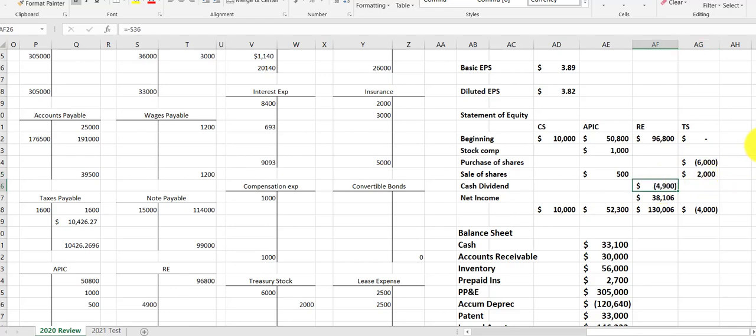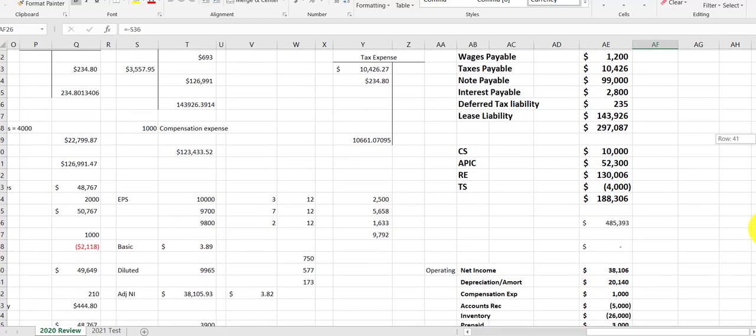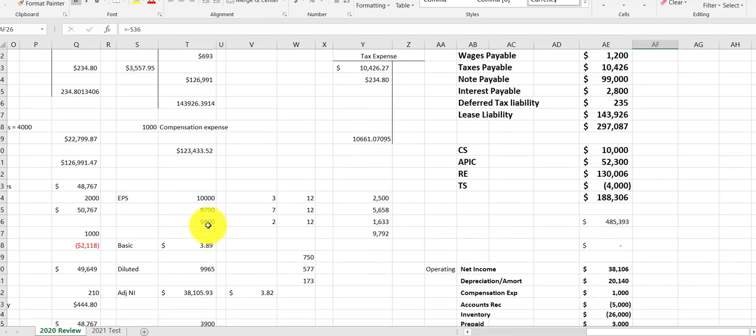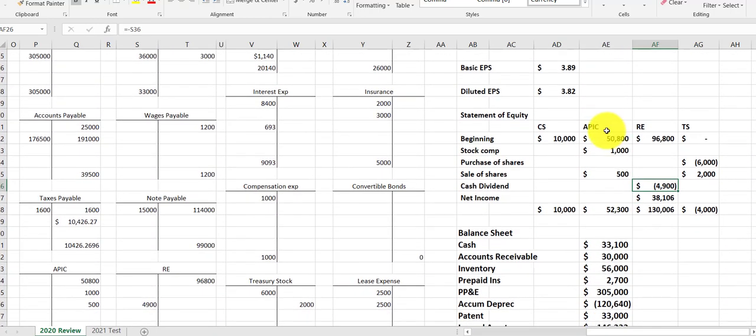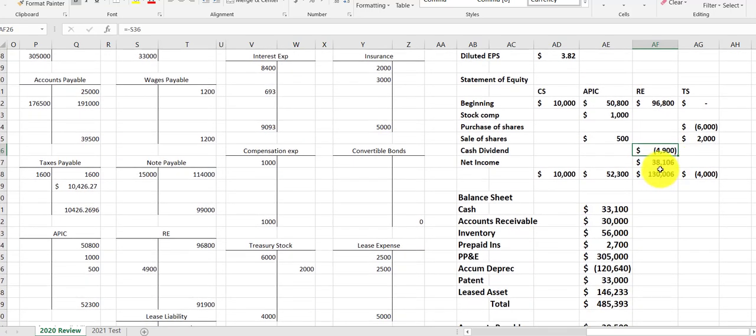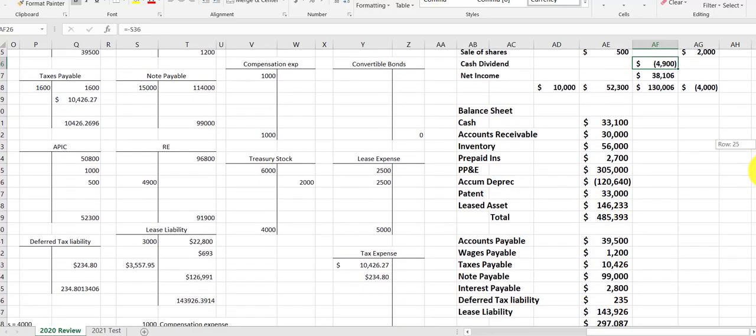We now have the shares outstanding at the time of the dividend, right? We have the 9,800. So 9,800 times 50 cents is our cash dividend. Debit retained earnings, credit cash, and we put our net income, right? We're directly off the income statement, and now we have our ending balances for our balance sheet.